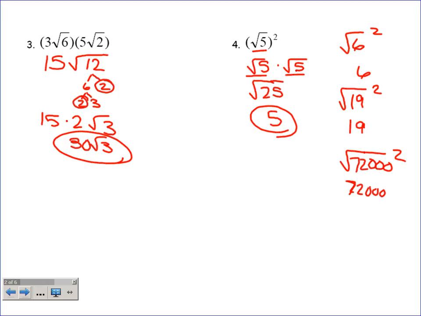Otherwise, you can expand it to give you square root of 5 times square root of 5, which is what squared means. You're multiplying by itself. Put those two together.